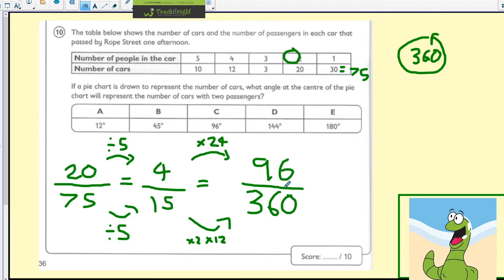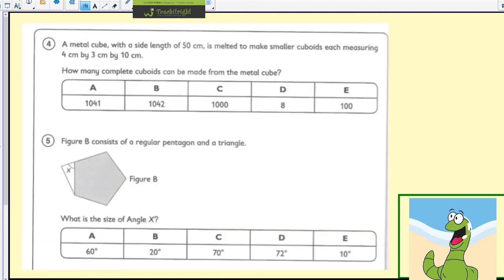Final answer then is not 96 out of 360, but it would be 96 degrees. Because that's what that degree symbol actually means. That degree symbol means out of circle, out of 360. And there's my answer. Right, guys, doing brilliantly.